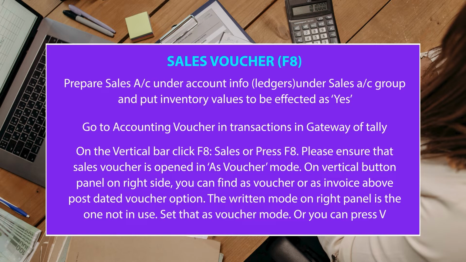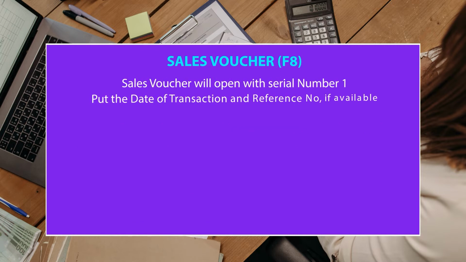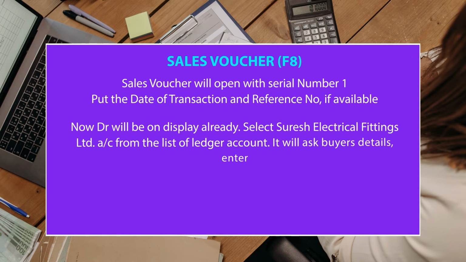The mode written on the right panel is the one not in use. Whatever you are seeing on the right button bar is not in use. It means if you are seeing voucher, it means invoice is in use. If you are seeing invoice, it means voucher is in use. Set that as voucher mode, or you can press Alt plus V from the keyboard. Sales voucher will open with serial number 1. Similar to other vouchers, put the date of transaction and in case any reference number is available, put that also. Debit will be displayed already.